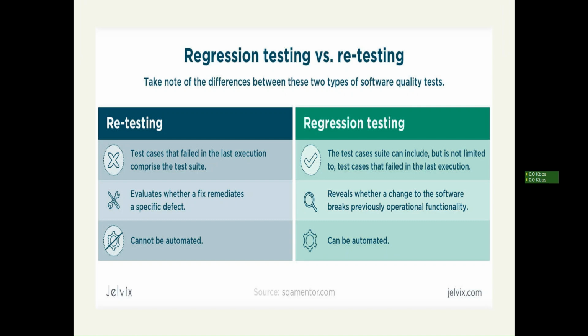Let me take a switch as an example. There are three switches in a switch box. The first switch is not working, so I tell an electrician to fix it. What he does is take the wire off the second switch and put it in the first switch. Now the first switch is working, but the second switch is not working. So testing only the first switch is called retesting. But testing the first switch, second switch, and third switch is called regression testing.